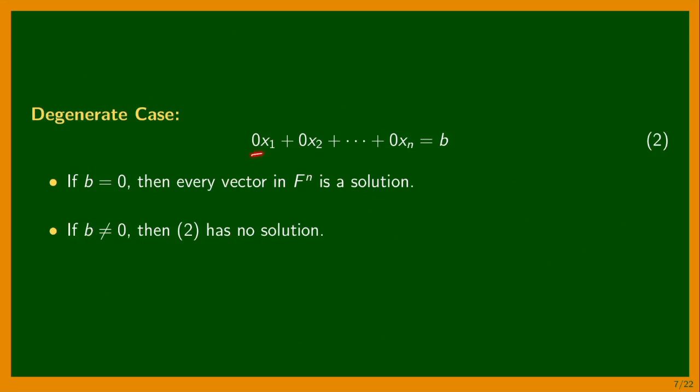Now there is a trivial case that we need to look at. This is when the coefficients of the unknowns are all 0. This is interesting because no matter what x sub 1, x sub 2, up to x sub n are, the left-hand side will always remain 0. Thus, as a remark, if the right-hand side constant b is 0, then every vector in Fn is a solution. So if b is 0, then no matter what vector in Rn or Fn you pick, it will always be a solution. On the other hand, if the right-hand side is not 0, then this equation cannot be satisfied, therefore it has no solution.